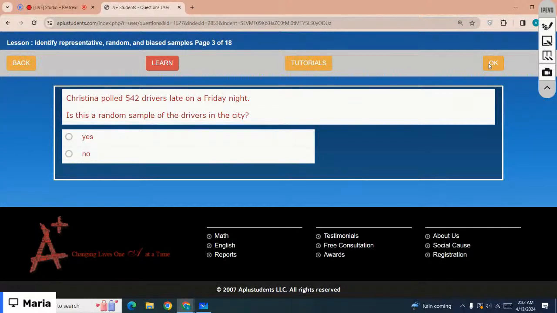Christina polled 542 drivers late on Friday night. Is this a random sample of the drivers? Which is the correct option? No, right? Because there are 542 drivers, they might not be the same, right? Because in a random sample, every person has an equal chance of being chosen, right? So the drivers are not similar to the other drivers. That means the correct option is no. This is not a random sample.